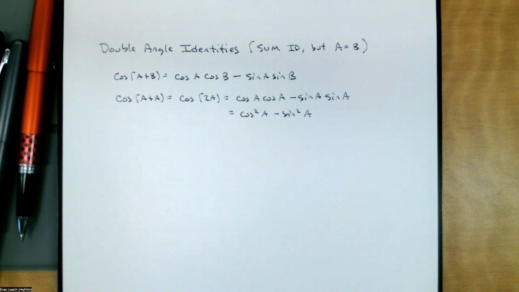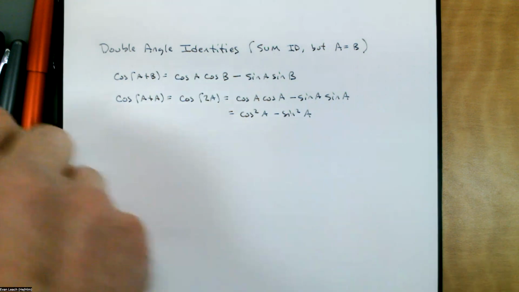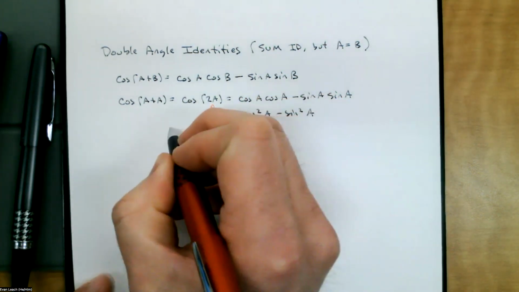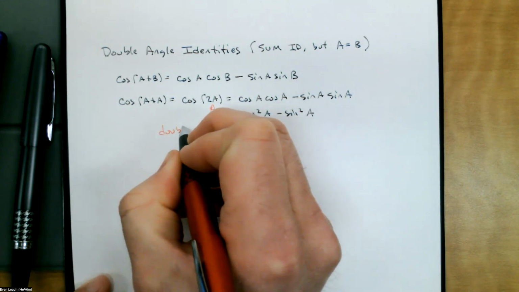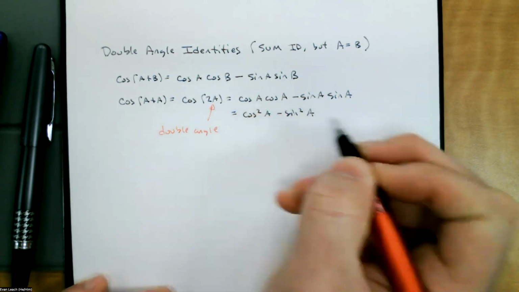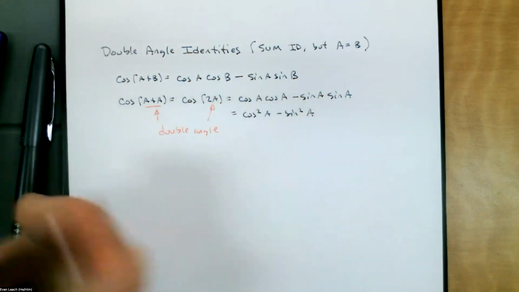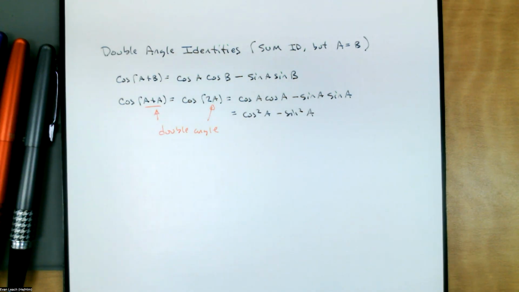I just took the first identity, cosine of A plus B, and I replaced B with A. To make a double angle identity, I just make the two terms the same. A plus A is equal to 2A. Here's the double angle to which we're referring: A plus A is equal to 2A. That's the double angle part. So we're going to remember cosine of 2A is cosine squared A minus sine squared A.